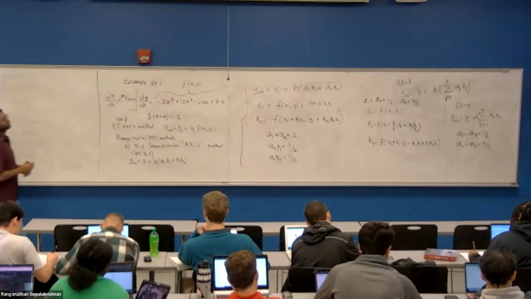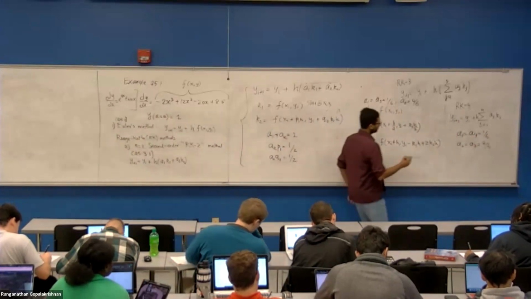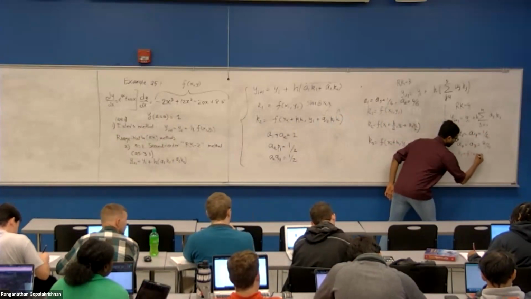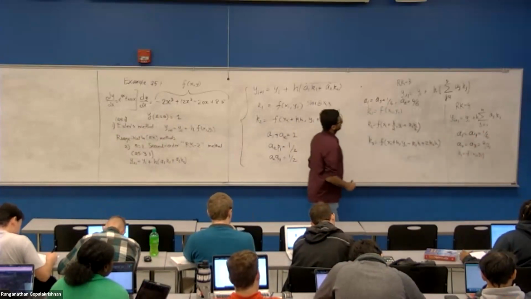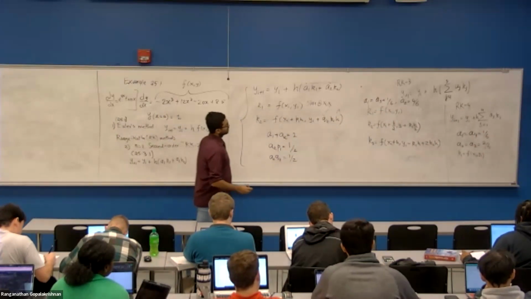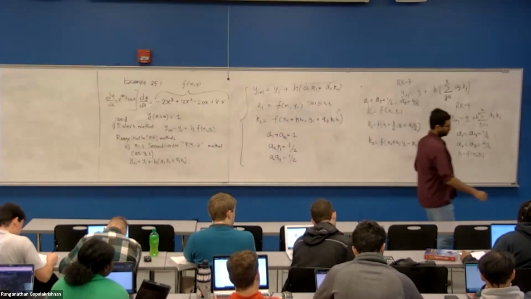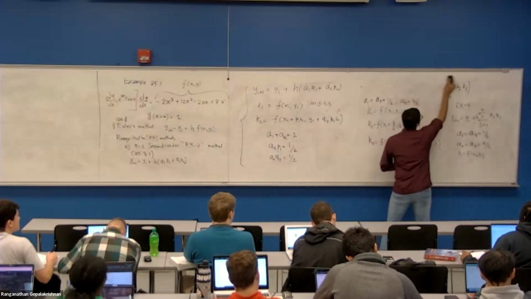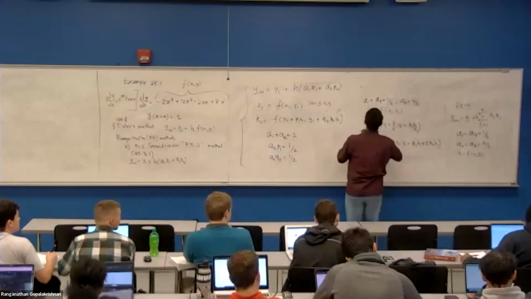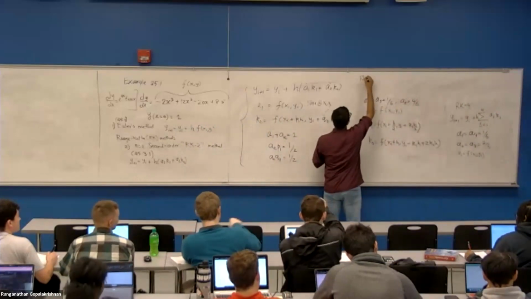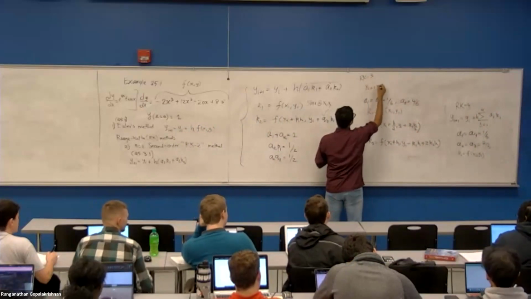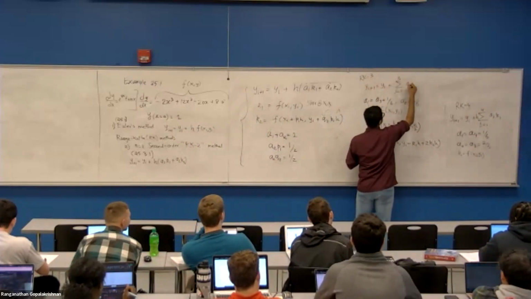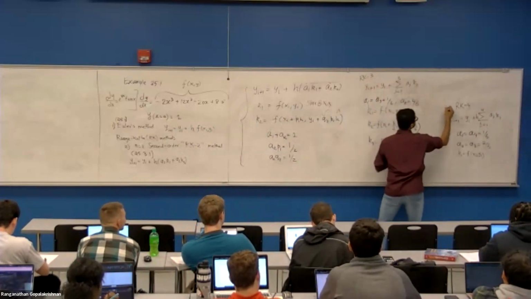And K1 still remains the same. K1 is f of xi, yi. Okay, it's going to be a little tricky. Pardon my poor organization skills. I'm going to put this here. RK3: yi plus 1 equals yi plus the sum from j equals 1 to 3 of aj kj.